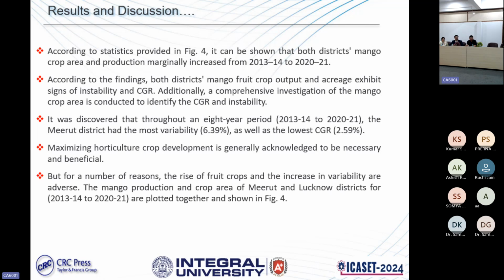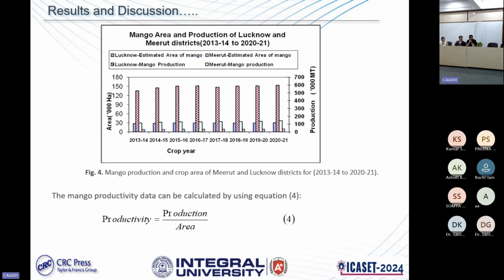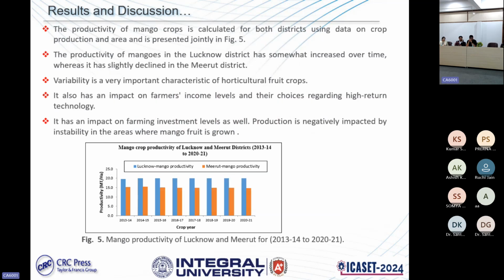So here in this case, it was discovered that throughout the 8-year period, that is 14 to 21, Meerut district has the most variability at 6.39% as well as lower CGR of 2.59. So this is area and production of Lucknow and Meerut district. This is the comparative graph for production of both districts.